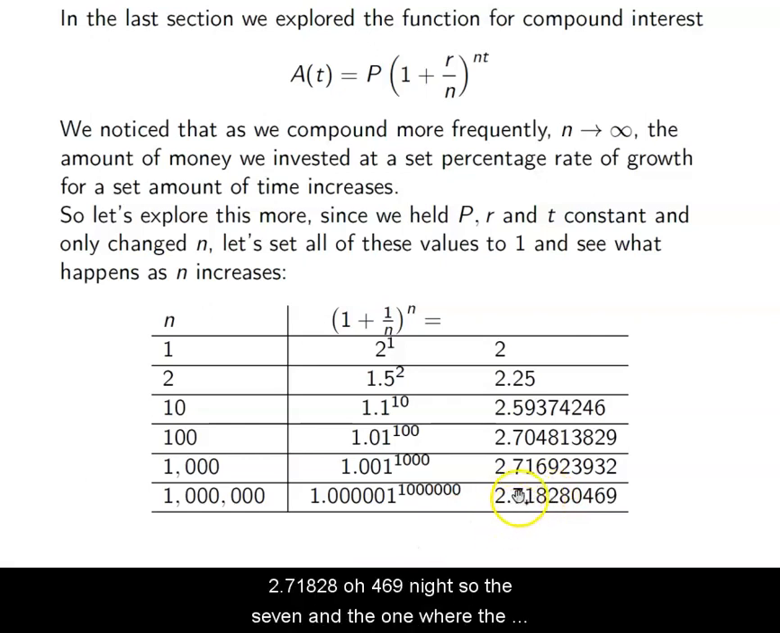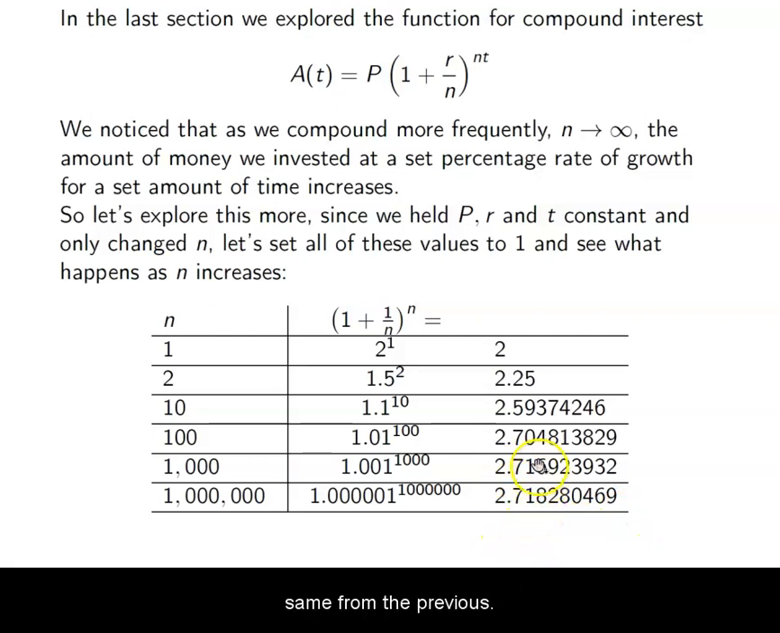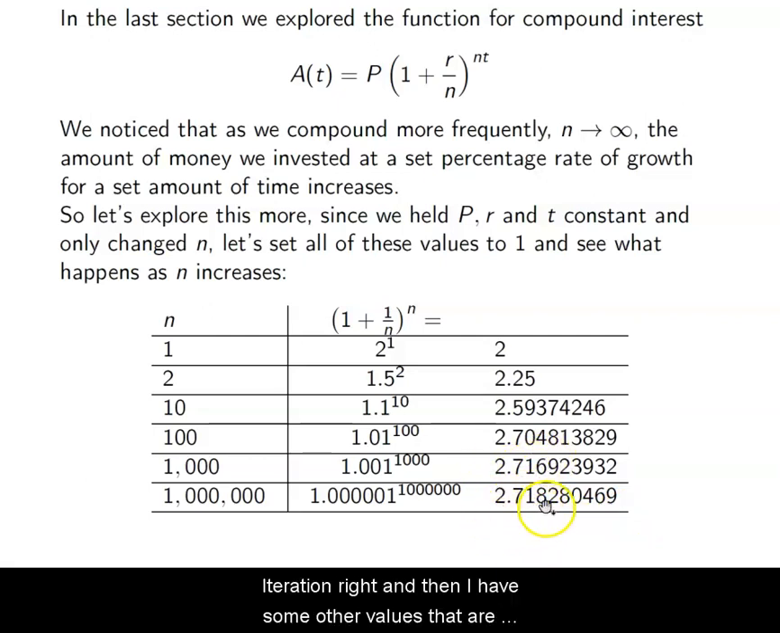I have 2.718280469. So the 7 and the 1 were the same from the previous iteration, and then I have some other values that are different from the previous value we plugged in.